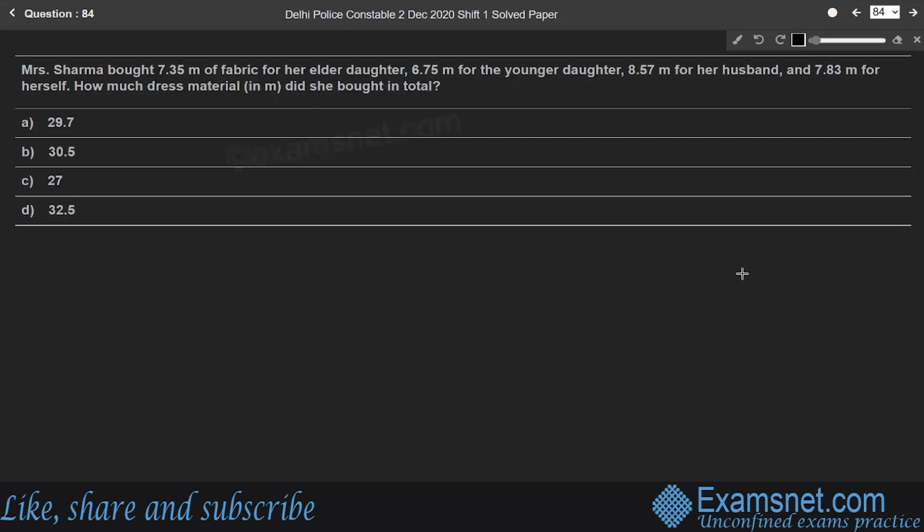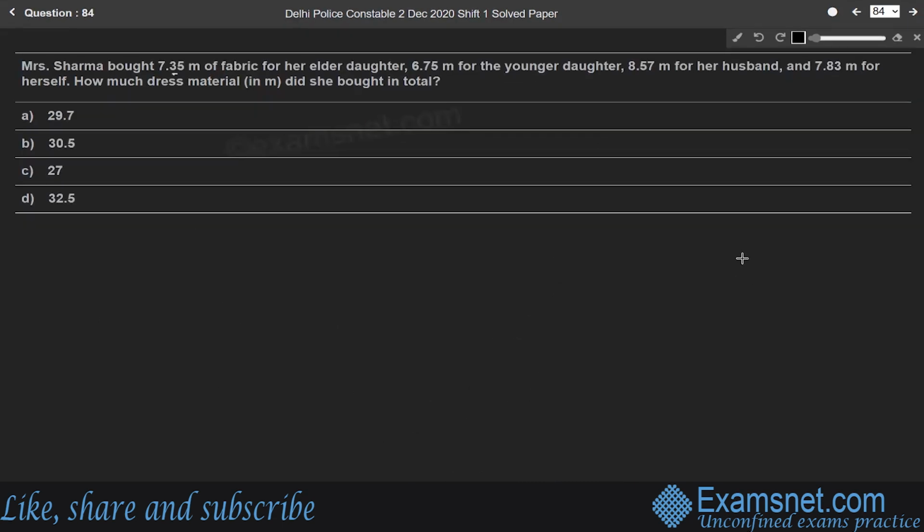Question 84. Mrs. Sharma bought 7.35 meter of fabric for her elder daughter, 6.75 meter for the younger daughter, 8.57 meter for her husband, and 7.83 meters for herself. How much dress material did she buy in total?